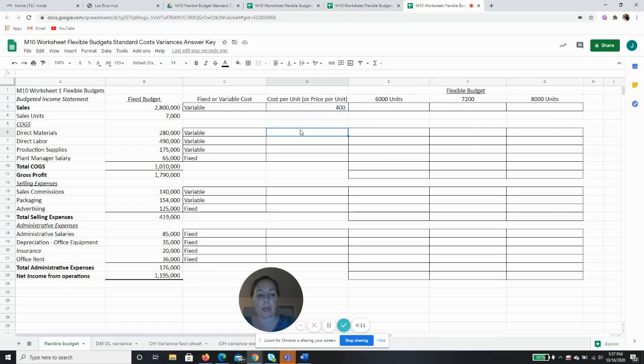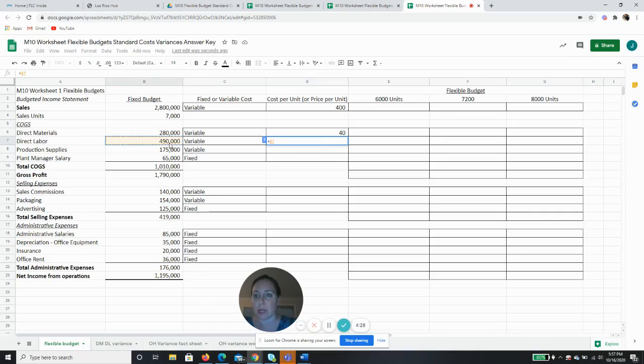All right, so we'll do the same here. We take our direct materials cost of $280,000 when we sell 7,000 units and divide it by those 7,000 units. We're going to get $40 a unit. And we can do the same thing with all of our variable costs.